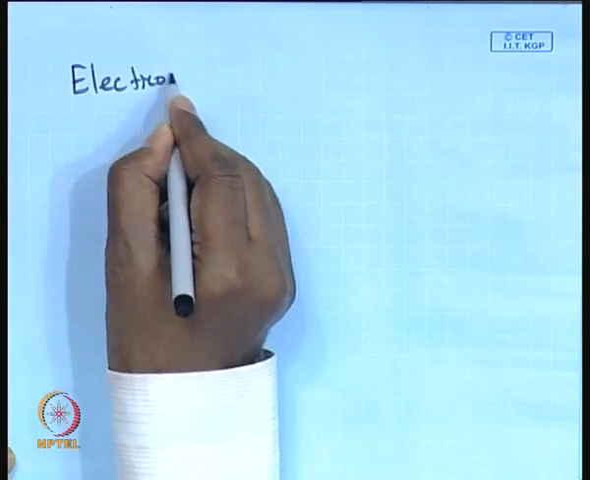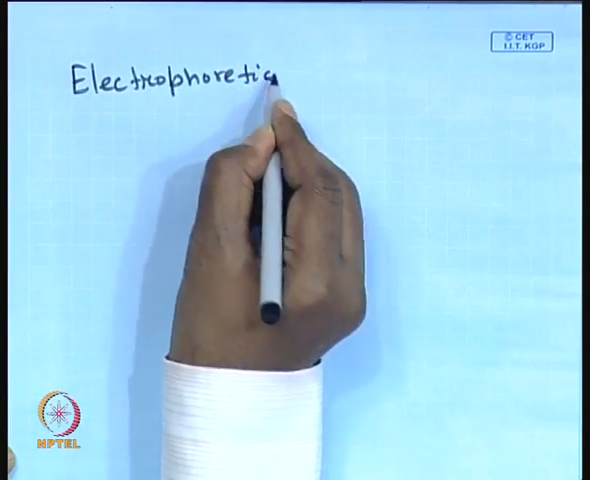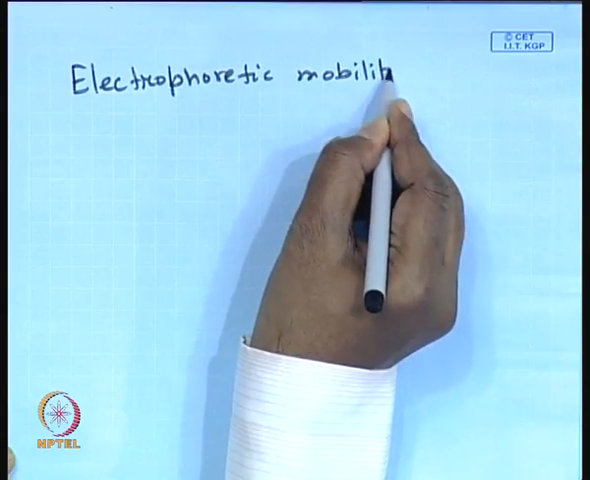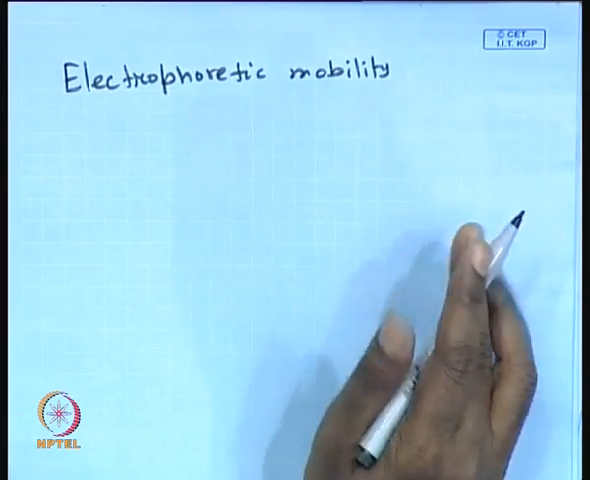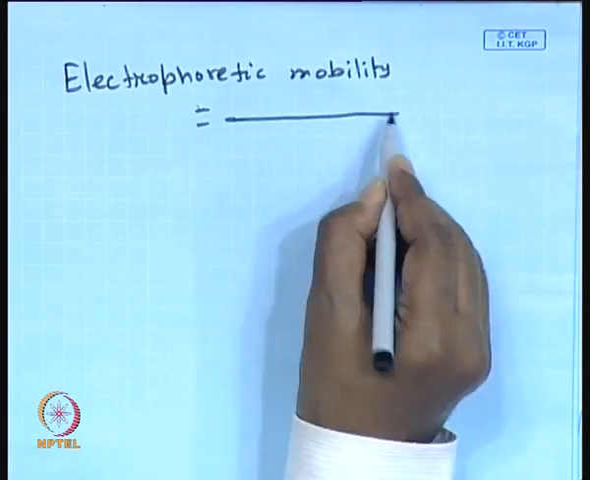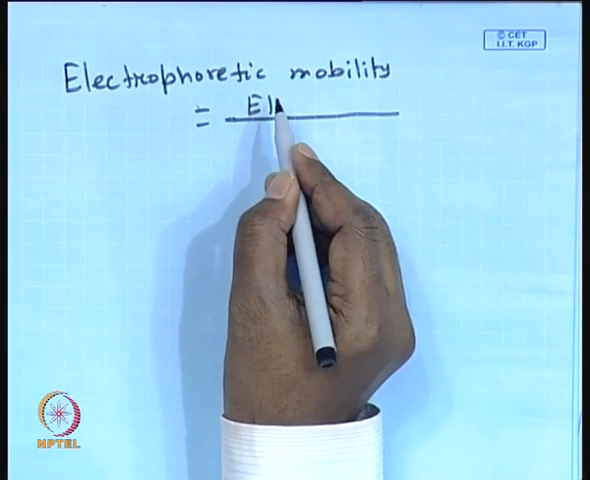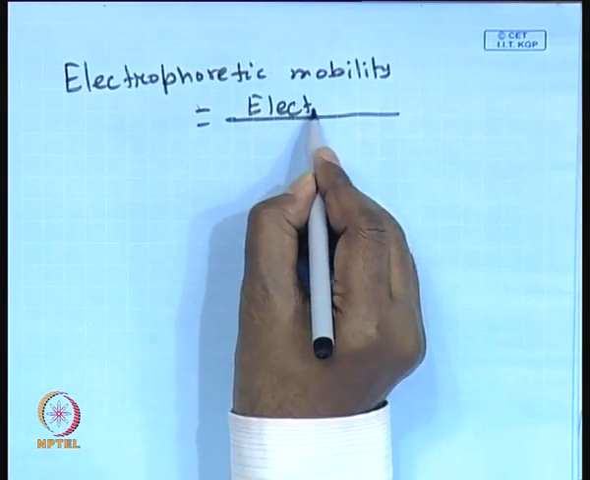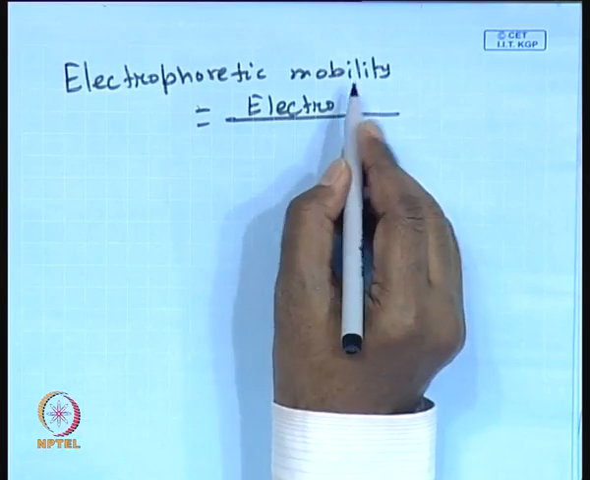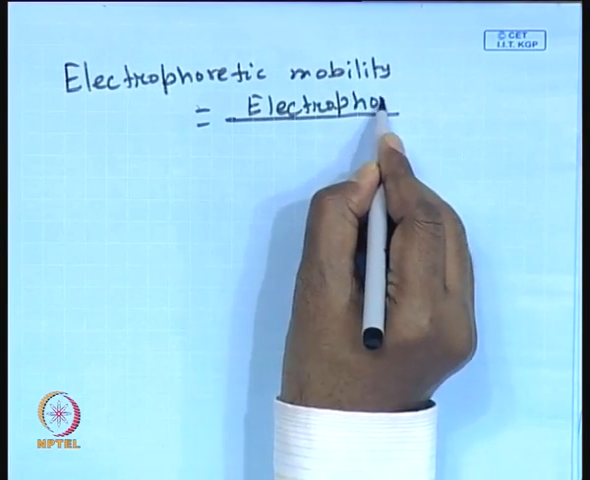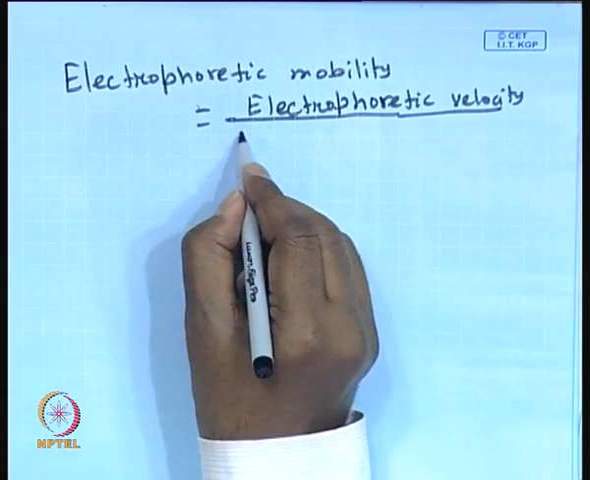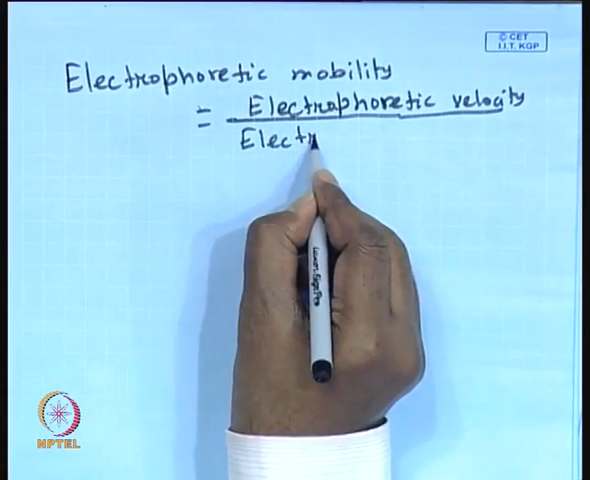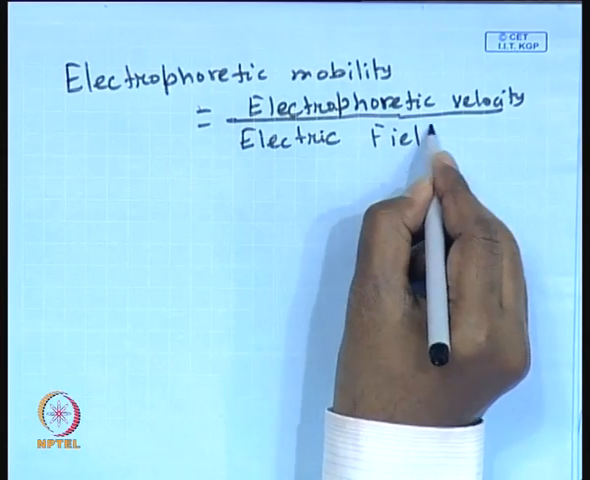What is the definition of electrophoretic mobility? We have talked about the electrophoretic velocity. When we discussed electrophoresis, we talked about electrophoretic velocity, and electrophoretic mobility is nothing but electrophoretic velocity per unit electric field strength. So, the mobility is defined as electrophoretic velocity per unit external electric field strength.